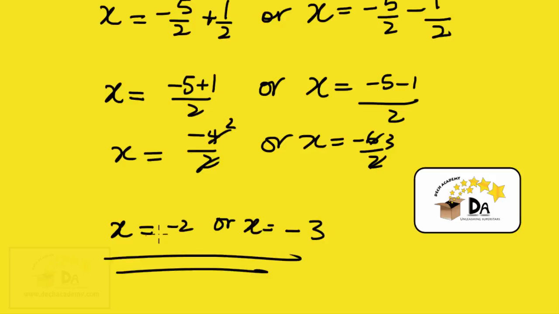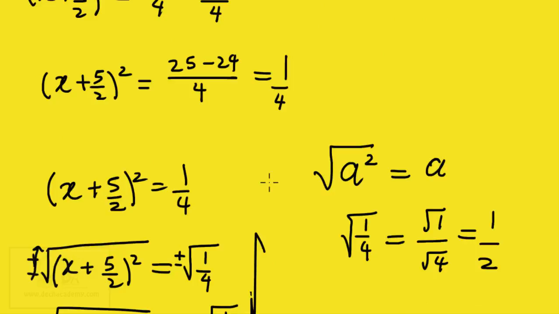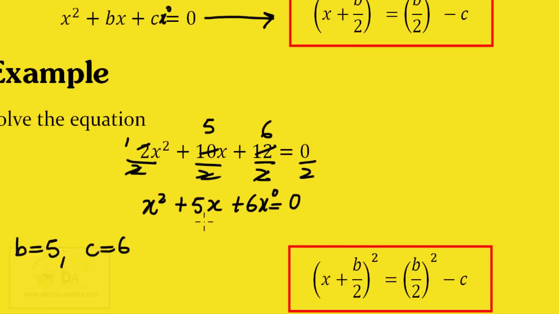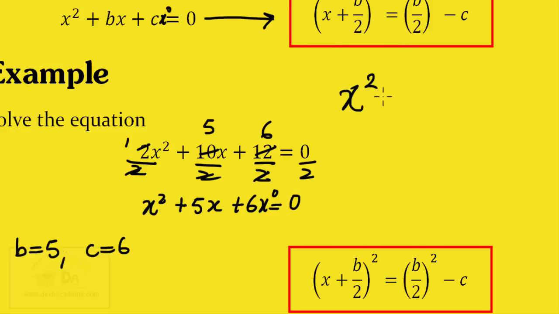And if we substitute x equals minus 2 or x equals minus 3 into the original equation, let me just rewrite the original equation: 2x squared plus 10x plus 12 equals 0. When we simplified it to give the form, we got x squared plus 5x plus 6 equals 0.